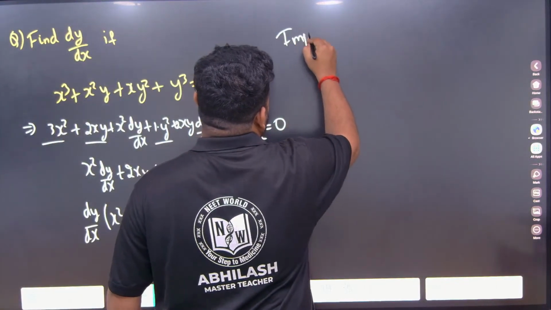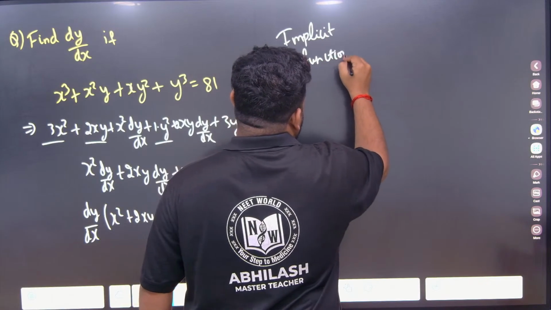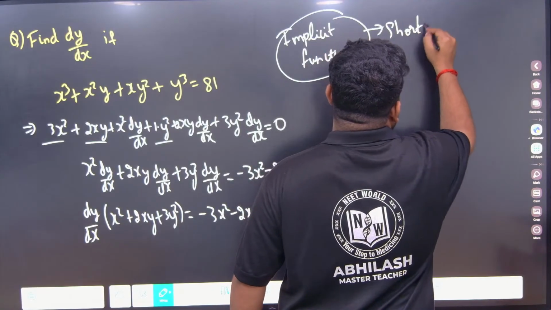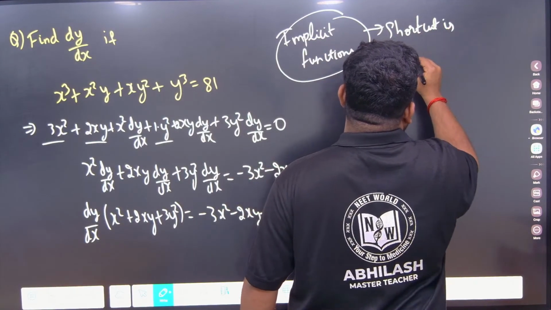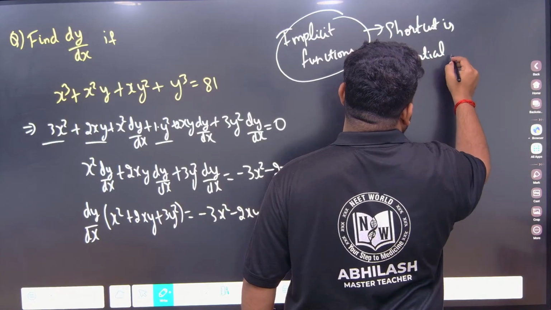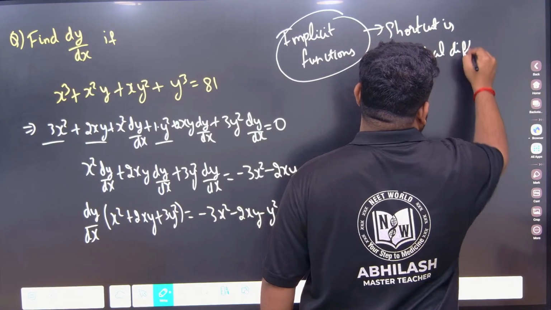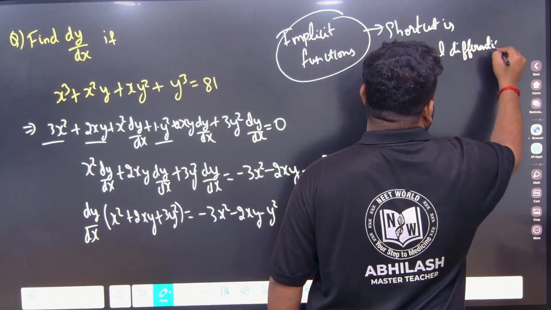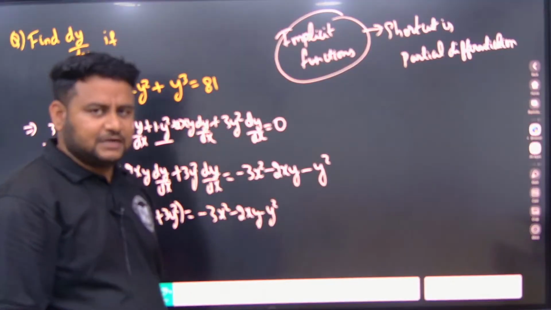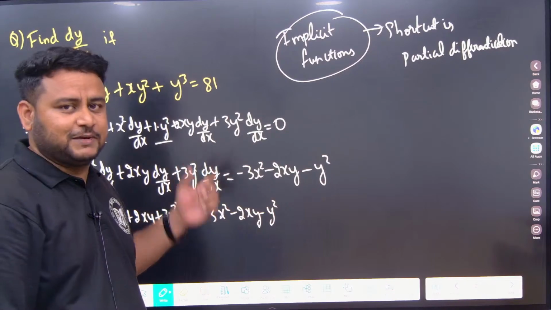Implicit functions, the shortcut for this is what? The shortcut is partial differentiation. Del y by del x, we will do. Del x by del y, we will do actually. That is partial differentiation, which we will learn when we go to the core concepts. I will be teaching you partial differentiation, not now. First learn what is actual complete differentiation, then go for partial.